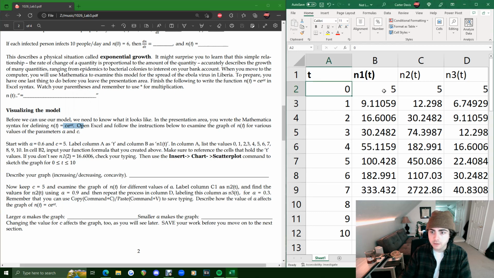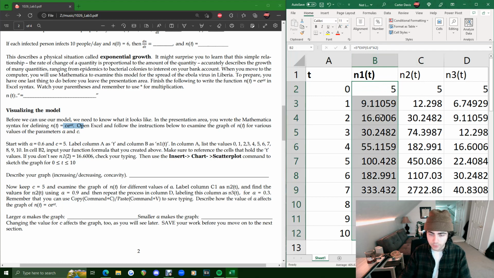So let me make sure I did that right. Looking up here, we can see that the C value of 5 goes in front. So we have 5 times E, but E is EXP. EXP is the function for E to some power, and then in parentheses you put what's in the exponent. So A times T would be 0.6 times T, and anywhere you see T, you're just clicking on A2. You hit enter and you're able to drag this corner down to fill in those values.